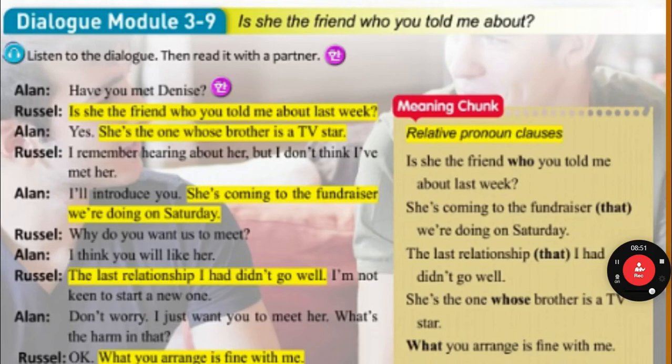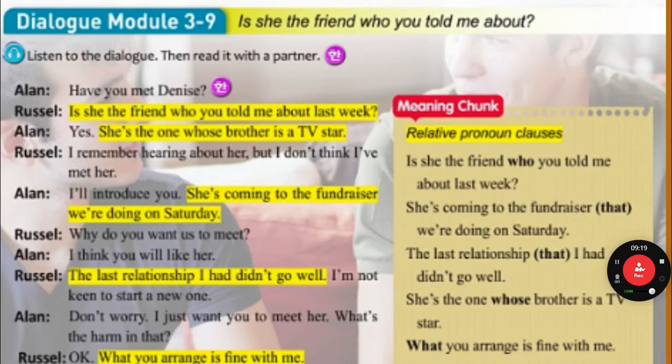Meaning chunk. Relative pronoun clauses. Is she the friend who you told me about last week? Listen and repeat. She's coming to the fundraiser that we're doing on Saturday. The last relationship that I had didn't go well. She's the one whose brother is a TV star. What you arrange is fine with me.